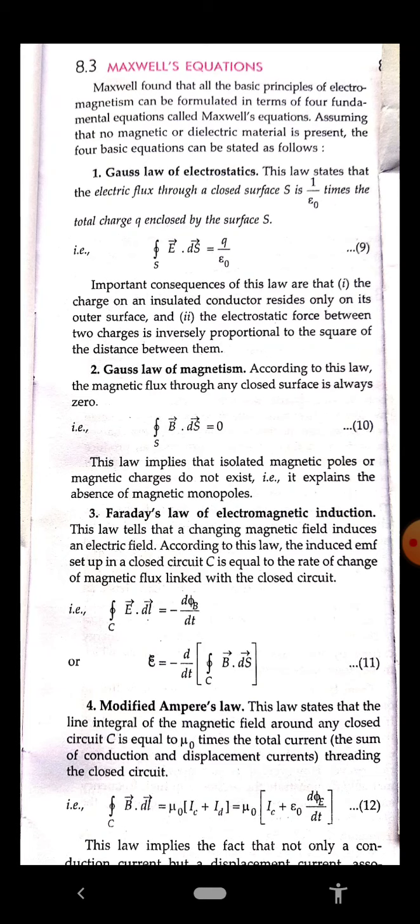We are already familiar that according to Gauss law, electric flux through a closed surface S is 1 upon epsilon naught times the total charge enclosed by that closed surface, where epsilon naught is the permittivity of free space. And in mathematical form, it is given by the closed integral over the given surface of E dot dS is equal to q upon epsilon naught.